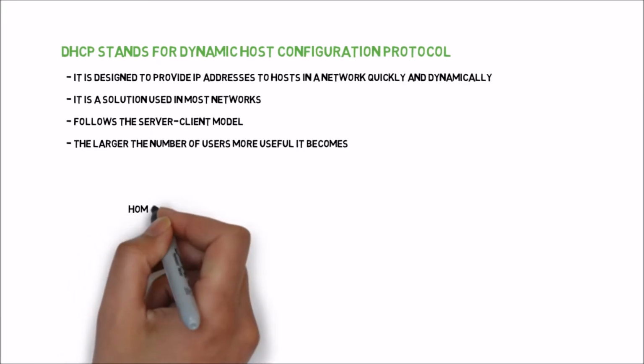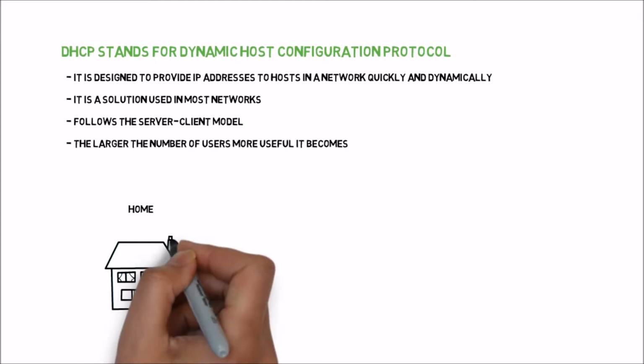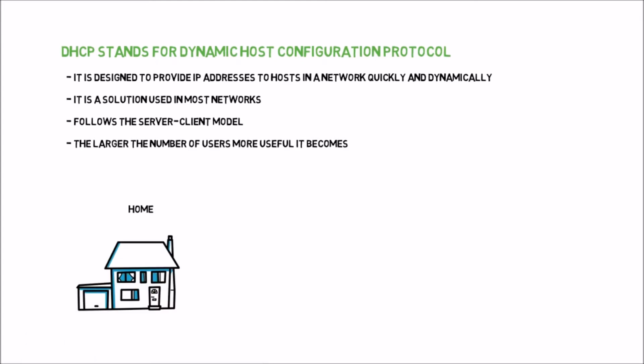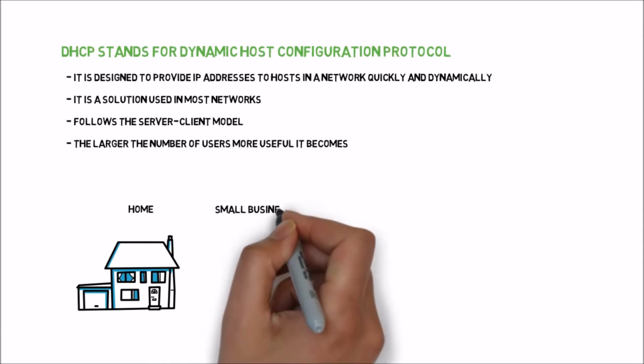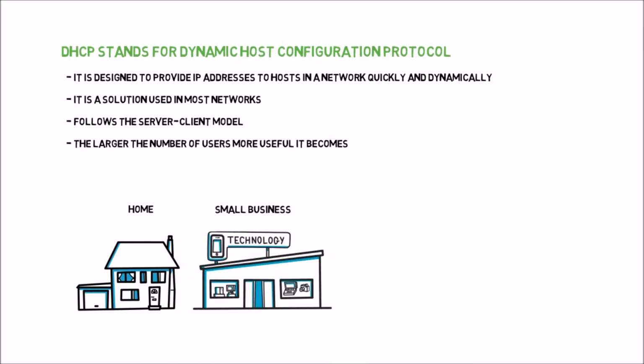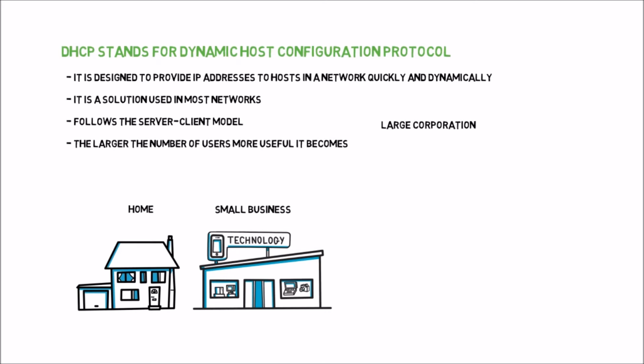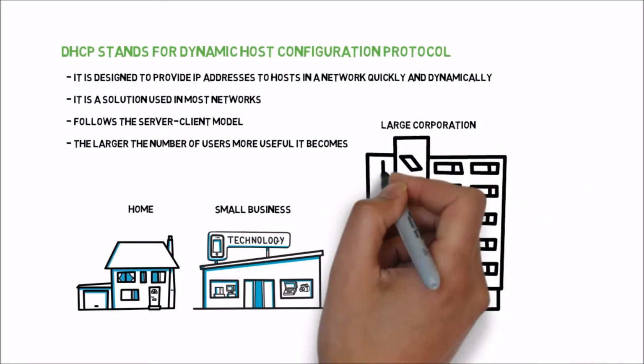So we use DHCP, even if we don't know it, at home when we surf the internet. We also use it in small businesses like coffee shops and restaurants who offer internet access to their clients. We also see this protocol in large corporations like, for example, a bank.